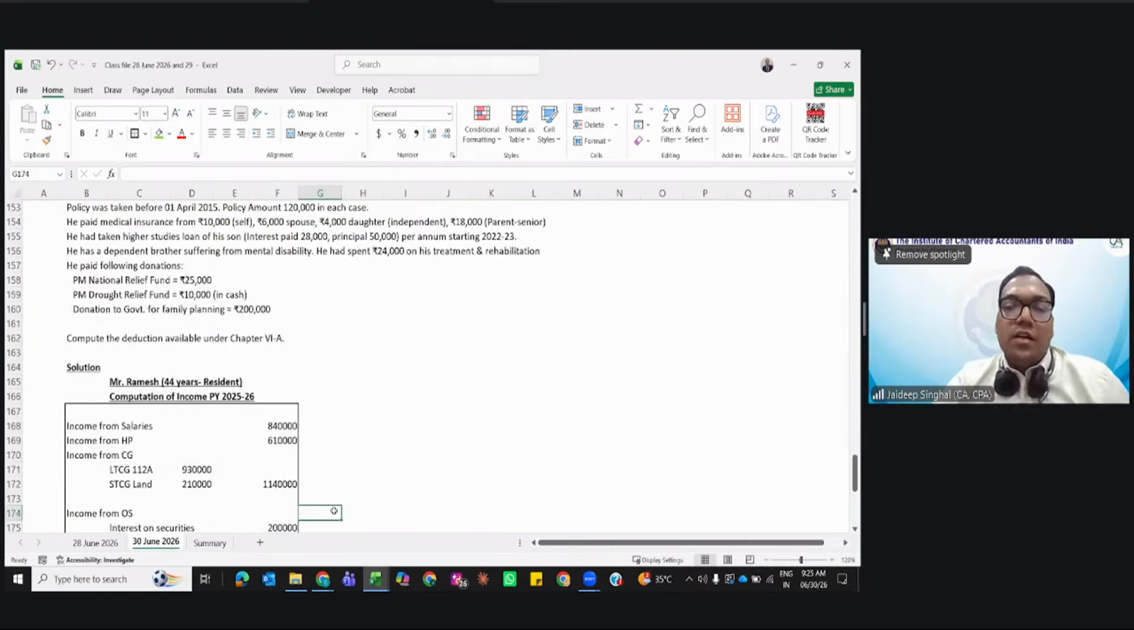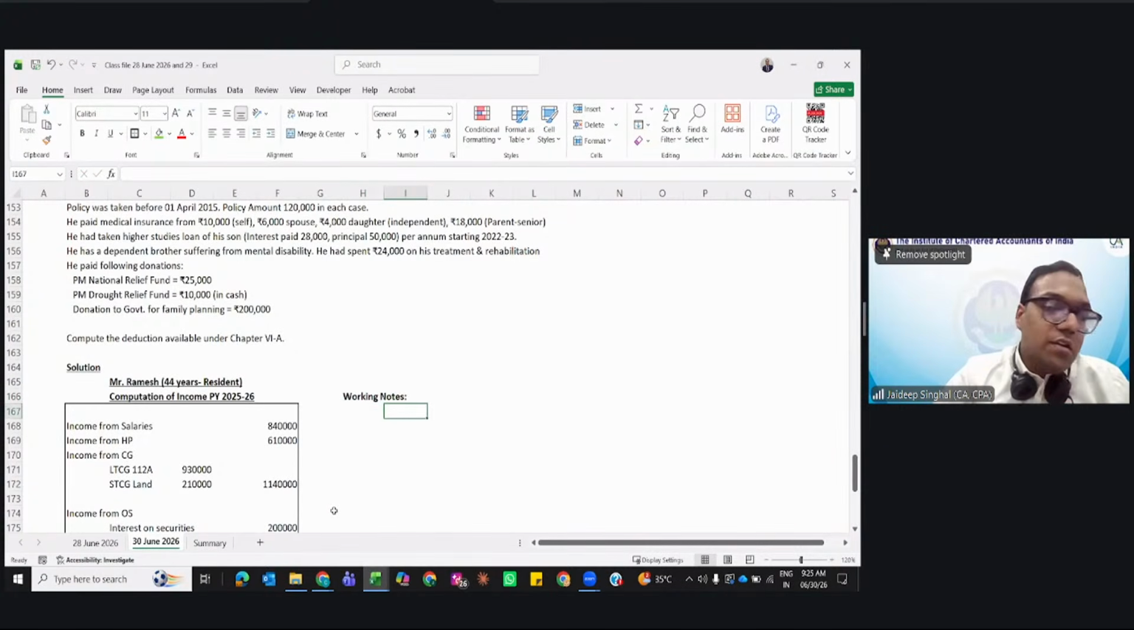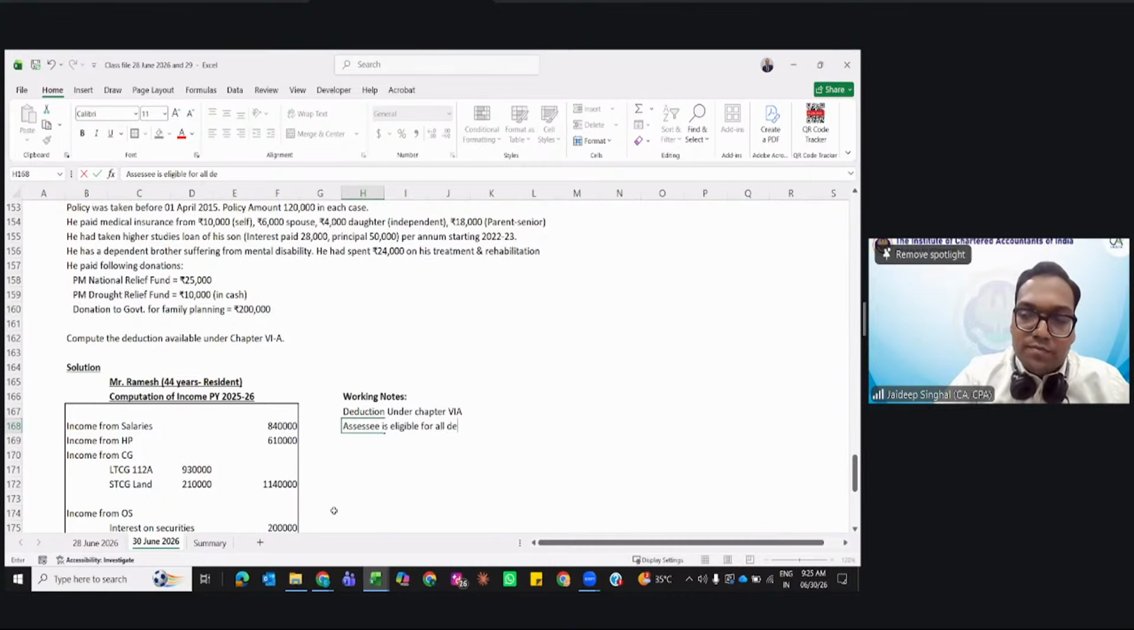Okay. Now let's start working notes of deductions. This way we can also see how you present in the exams, right? Working notes, it is for deduction under Chapter 6A. We can write here: assessee is eligible for all deductions since he has opted out of the default regime.